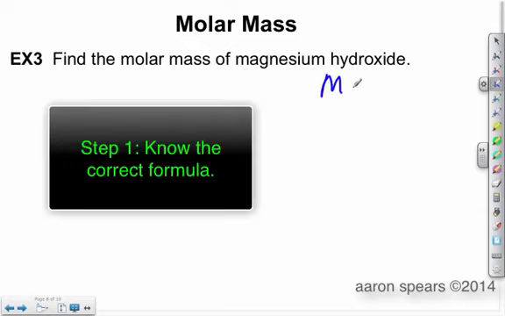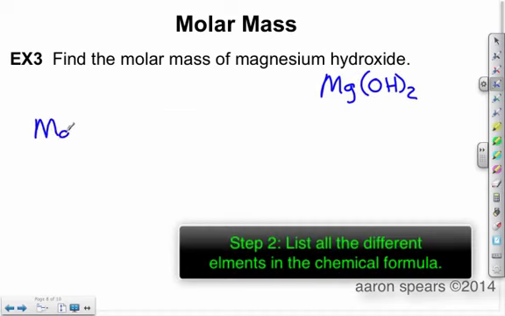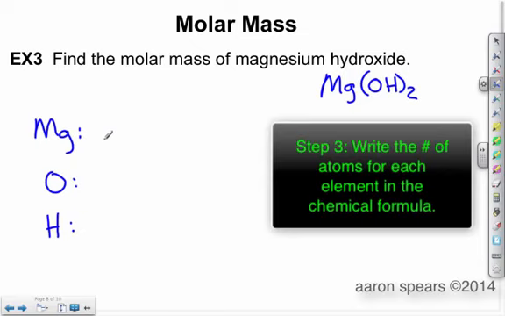For our final example, we are to find the molar mass of magnesium hydroxide. The formula for magnesium hydroxide is Mg(OH)2. I'm going to list all the different elements that I see in this compound: magnesium, oxygen, and hydrogen. Next, I want to list the number of atoms of each element in the formula. I see 1 magnesium. There's 1 oxygen inside the parentheses, but the 2 on the outside means that I really have 2 oxygens in this compound. And the same goes for the hydrogen. 1 hydrogen inside the parentheses times 2 means that there's 2 hydrogens.